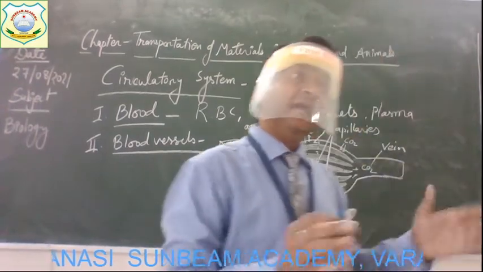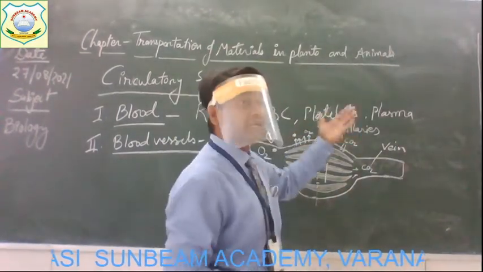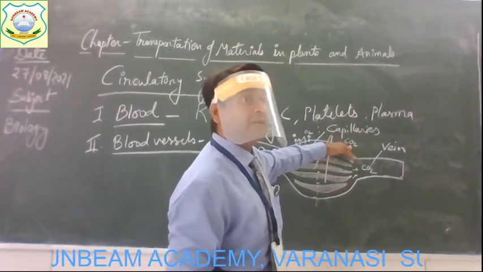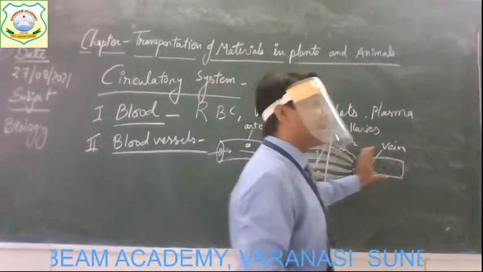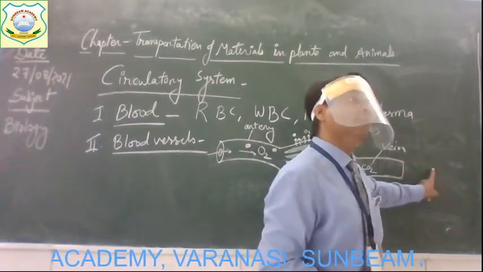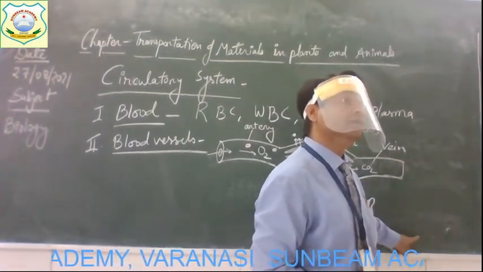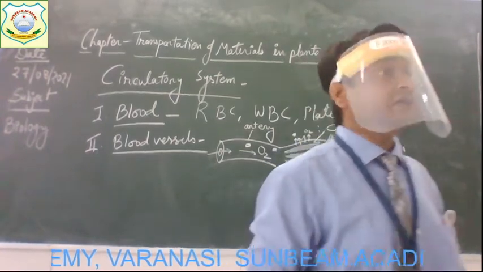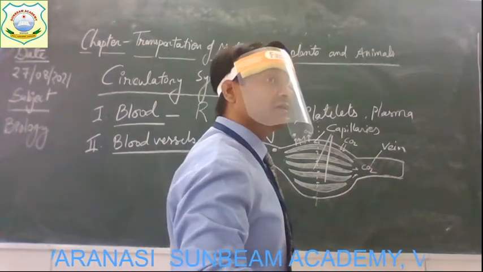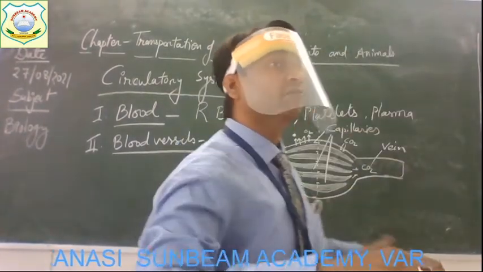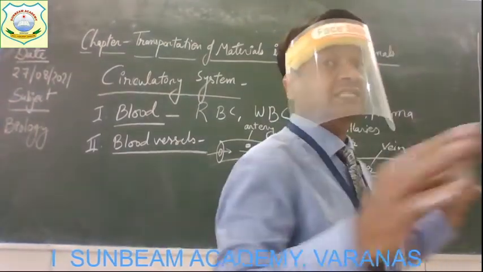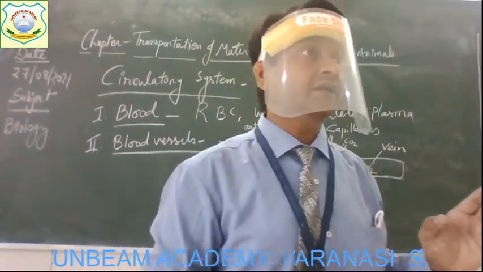And after that, whatever waste material is produced in the cells, in the body tissues, enters the blood and moves back to the heart, because this vein comes back where? It comes back to the heart. And this artery comes from where? It is also coming from the heart. Get it? After the blood vessels we will discuss the heart in detail.